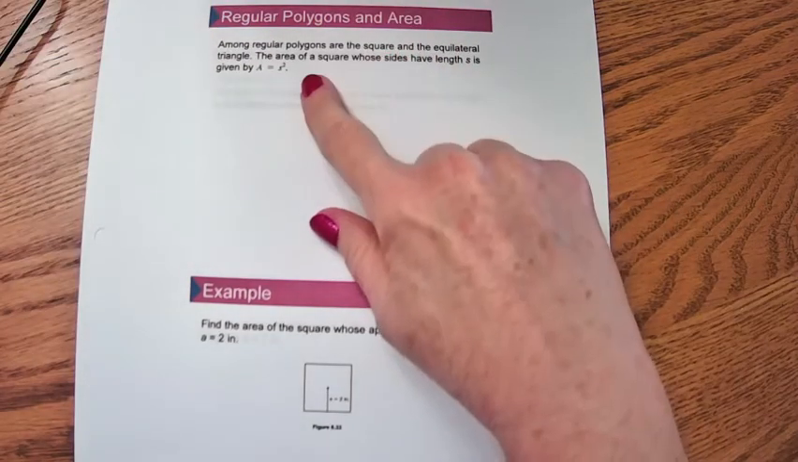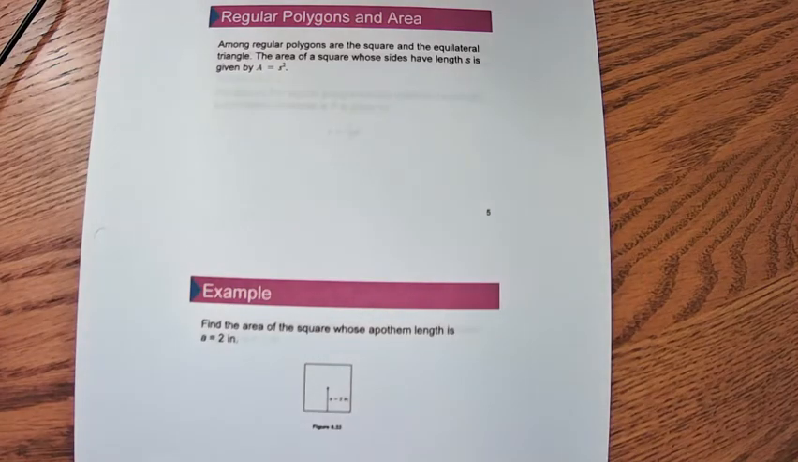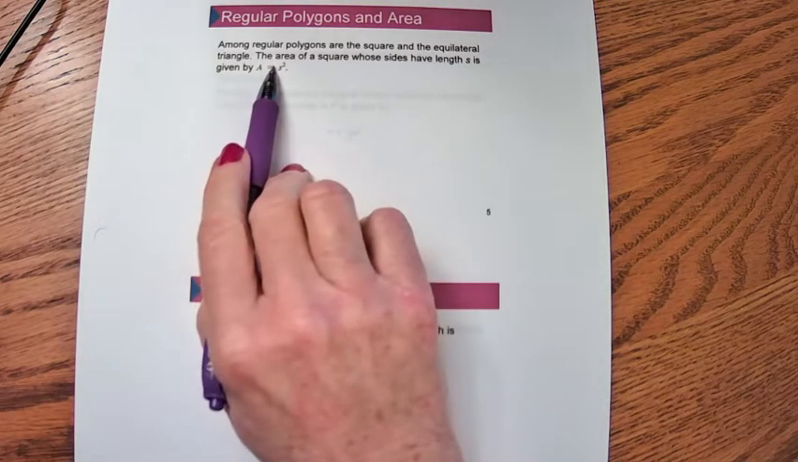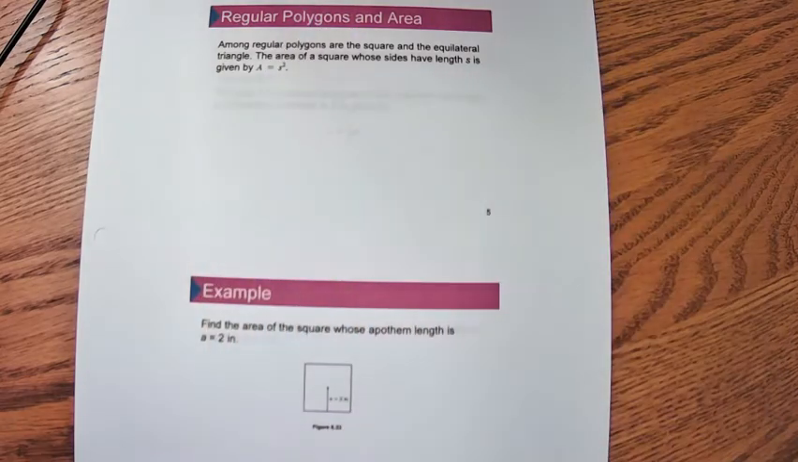So a square and an equilateral triangle are regular polygons, but the formula to find the area of a square is side squared. That's kind of an easy one.